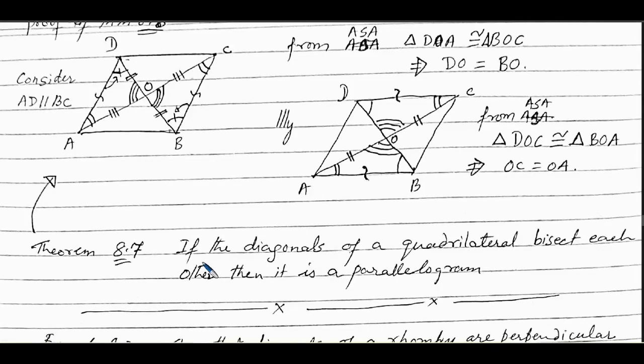So theorem 8.7: if the diagonals of a quadrilateral bisect each other, then it is a parallelogram. That is, if the diagonals are bisecting each other, then it is a parallelogram. I am not proving it here, but I will tell you how to prove it, so that you should also know how to go about doing it. Suppose this is a diagonal and they are bisecting each other. That means it is given that OD and OB are the same, and OA and OC are the same. So this is given. A quadrilateral is given.